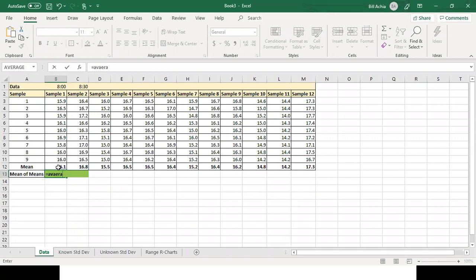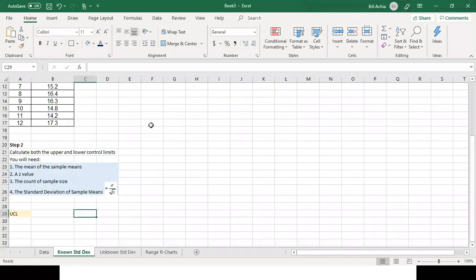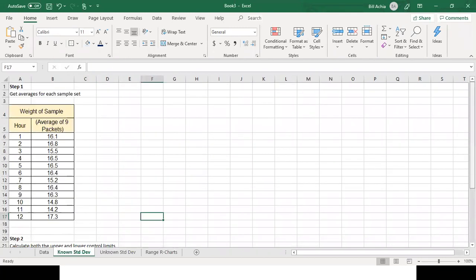Okay, so to do that, I'll get my mean of means by using the average. Average of these 12 averages that we have here. Okay, so now with this figure of 16, which is our mean of means, we can now go ahead and calculate our X bar charts. So let's go ahead and do that in the second tab here. These are the averages that we had for all the 12 different samples.